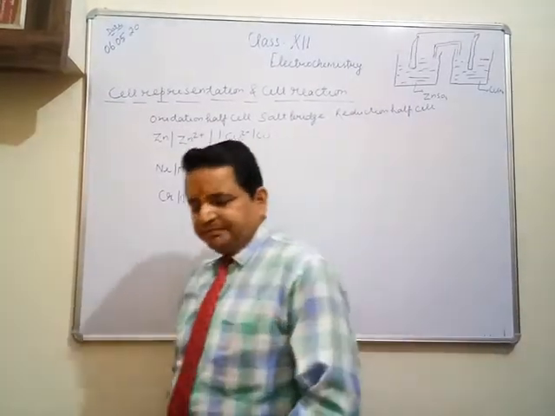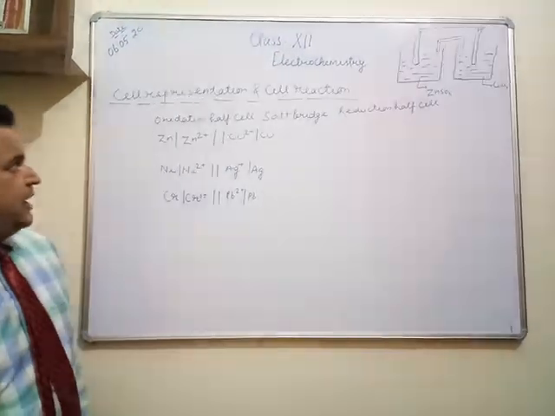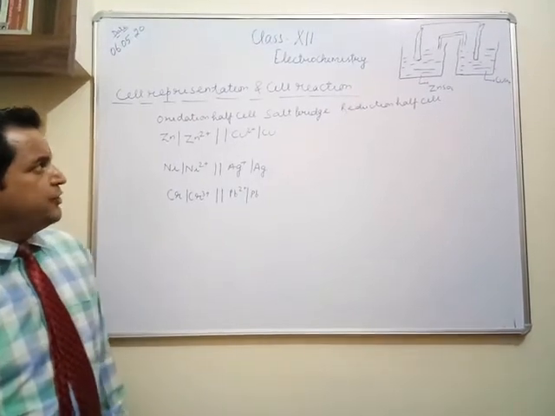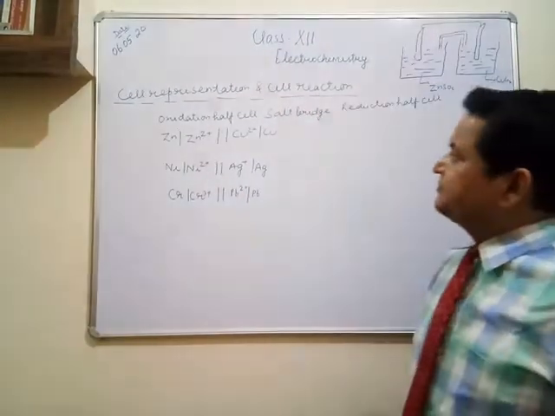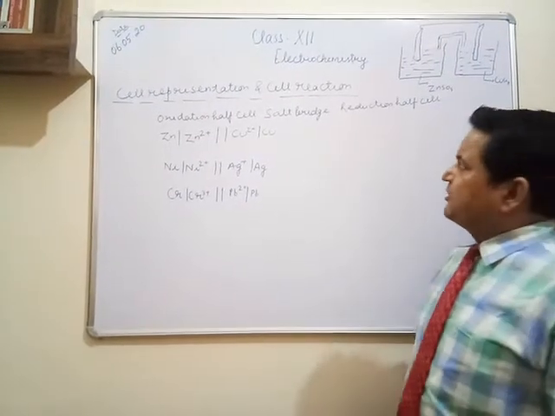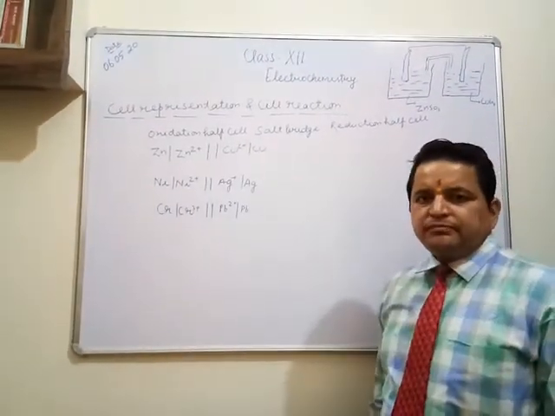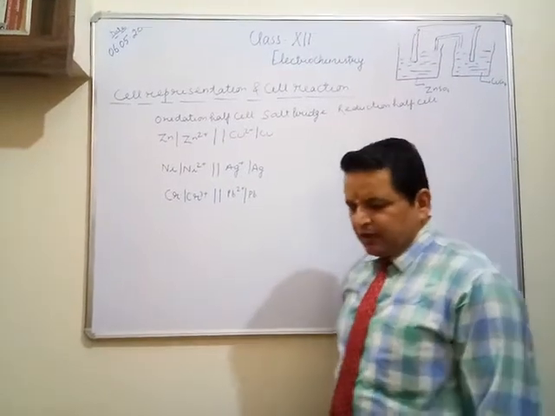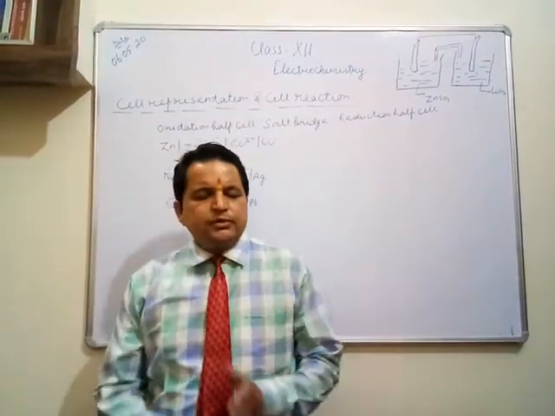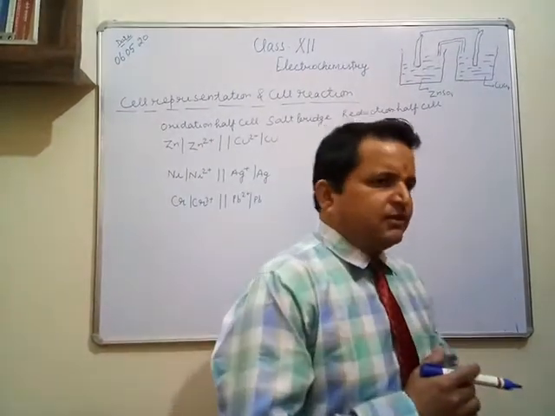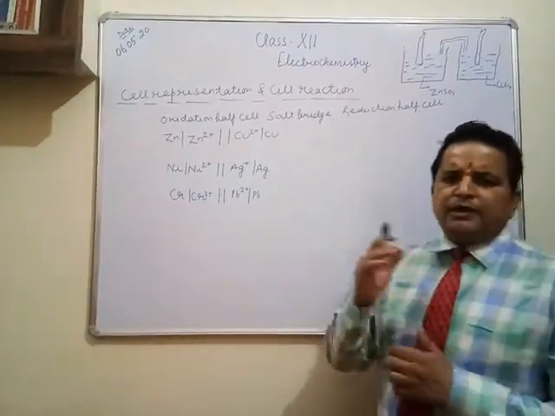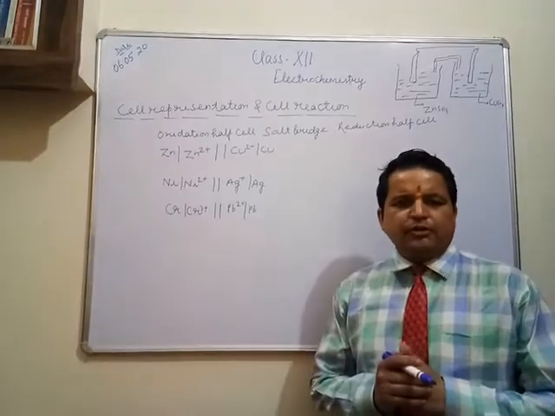Students, good morning. Today I am with you with a new topic in the same chapter, electrochemistry, that is cell representation and cell reaction. Actually we were talking about the galvanic cell, in which some chemical reaction known as a redox reaction takes place, due to which chemical energy is converted into electrical energy.